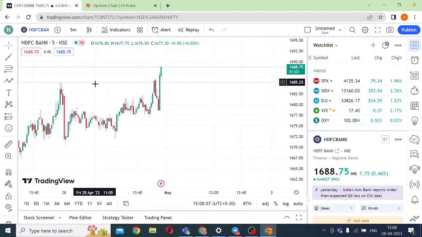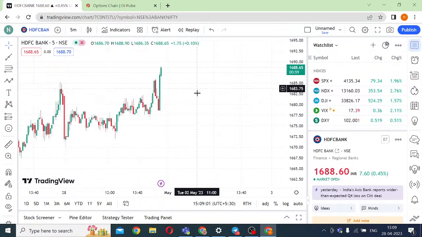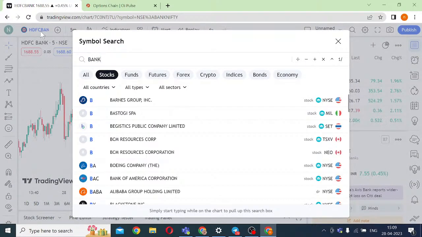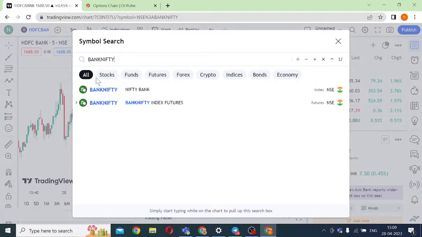Okay, from a setup standpoint, I wanted to use this session to discuss an important setup, and I have been talking about it for Bank Nifty for several days. I don't know how many of you have observed it.